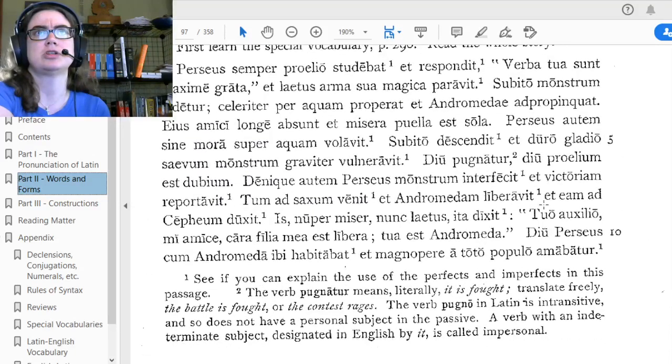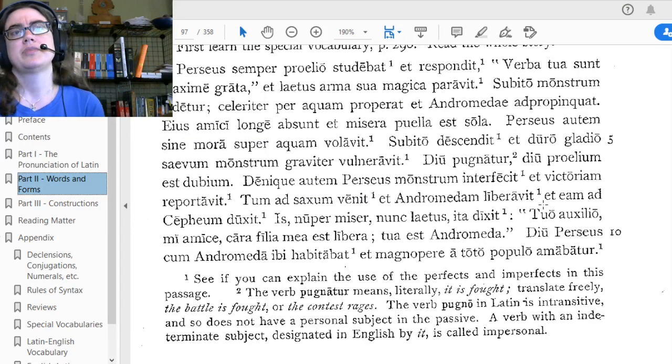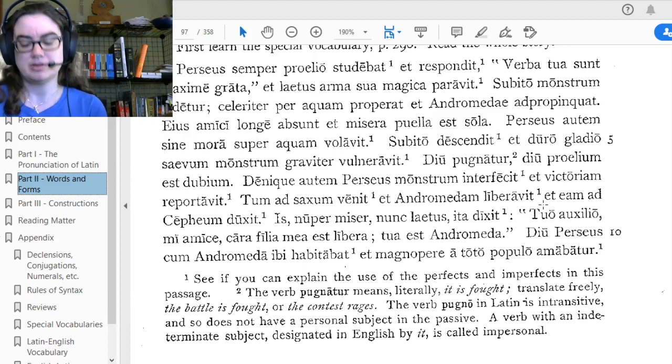That's chill. All right, see if you can explain the use of the perfects and imperfects in this passage. So, sudden actions, long ongoing actions. The first verb, studebat, he was always ready for battle. This is the characteristic of Perseus, so we use the imperfect tense. And he responded, in this moment, there was one action that was taken at that time, completed.